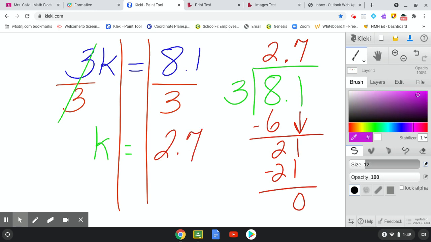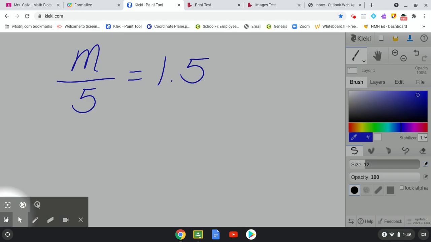Now, if we wanted to check our answer, we would plug in the 2.7 in for k. So I would take 3, multiply it by 2.7, and if I did that, I would see that that equals 8.1. When you do the check, you can do that in your calculator to make it a little bit easier, okay? Okay, the next problem I have here is m divided by 5 is equal to 1.5.